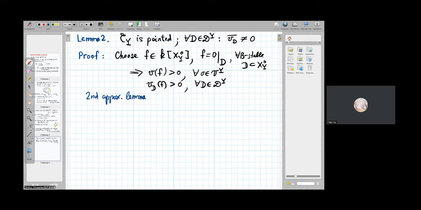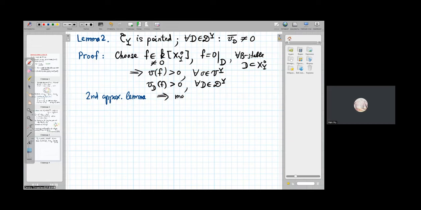Well, the f should not be identically zero, right? No, I mean, by this equality, I mean that it is identically zero on D. It vanishes on D. But we cannot choose f to be zero. Yeah, of course, we can choose f to be identically zero on the whole variety. Of course, this will not work. f itself is non-zero, but it vanishes identically on these divisors. Yes, thank you. This is a trivial remark, but it is important, of course, to understand this. So we choose a non-zero regular function which vanishes identically on all these divisors. And now the second approximation lemma allows us to replace this function by a semi-invariant function.